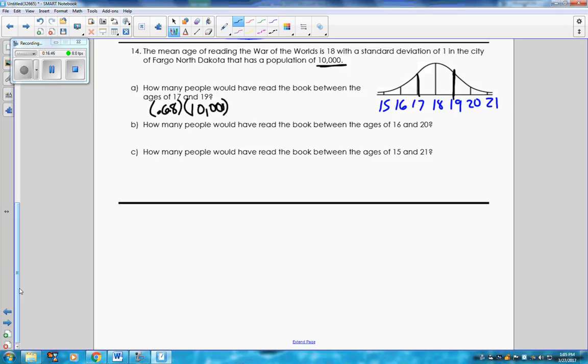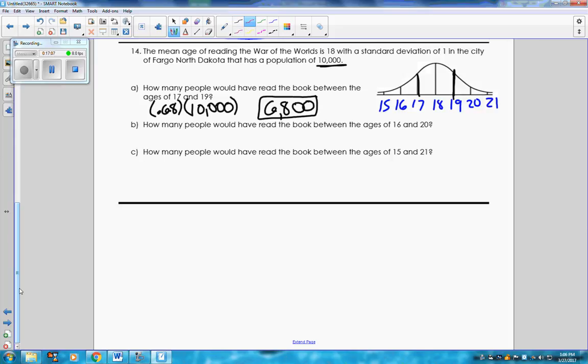When you plug that into the calculator, remember that you can't have 0.6 part of a person, so you have to round it. So you should have gotten 6,800 people as your answer.